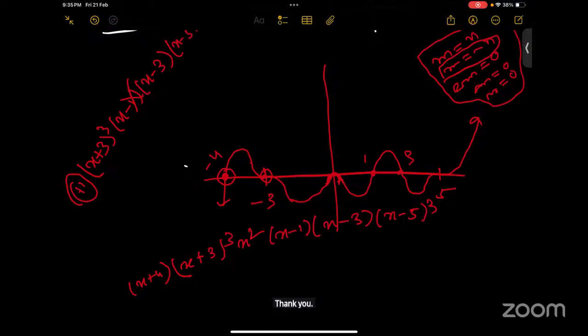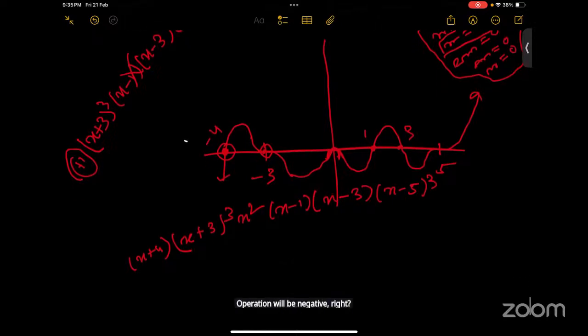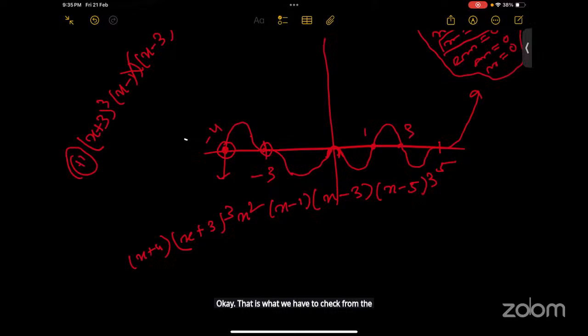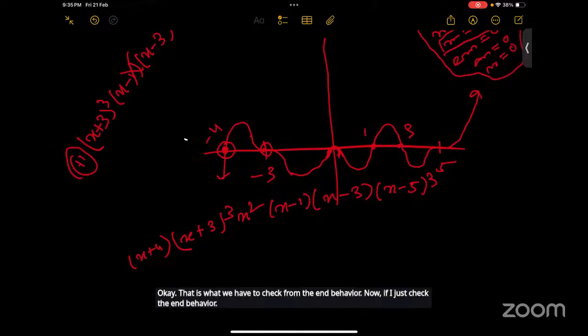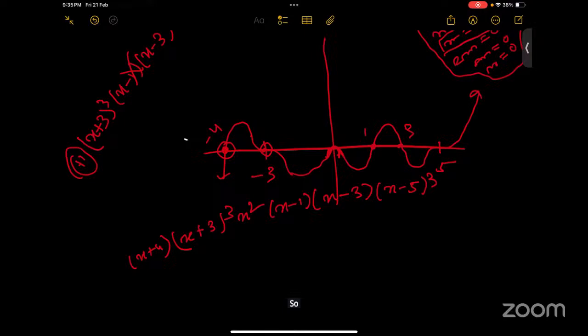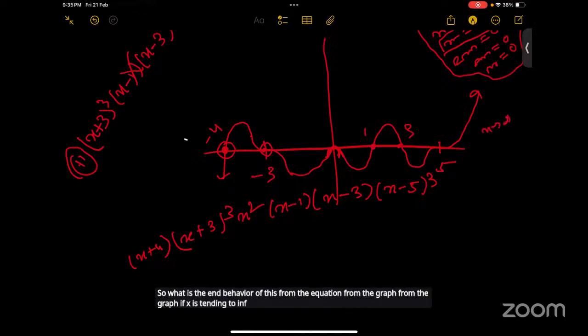Yeah, that's it. Now, x minus 5 and x plus 3 can have any odd degree, no? We will take the least one. Always we will consider the least one for simplicity. Okay? The coefficient will be negative, right? That is what we have to check from the end behavior. Now, if I just check the end behavior, what is the end behavior from the graph? If x is tending to infinity, then what is the behavior of the polynomial from the graph? It's increasing.